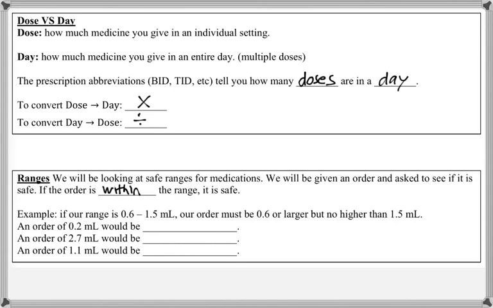So an order of 0.2 mLs would be not safe because it's too small. An order of 2.7 mLs would be not safe because it's too big. And 1.1 would be safe because it's in between these two numbers.